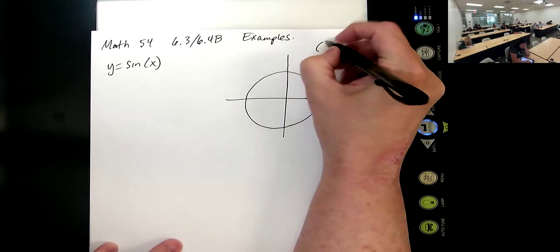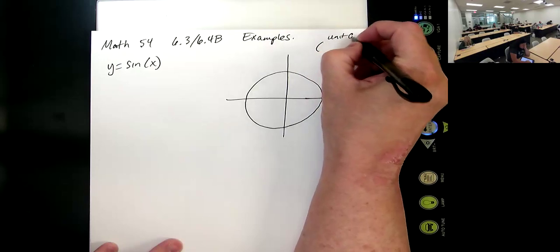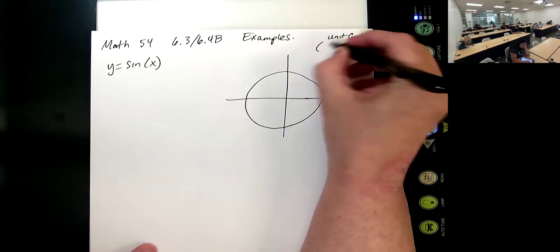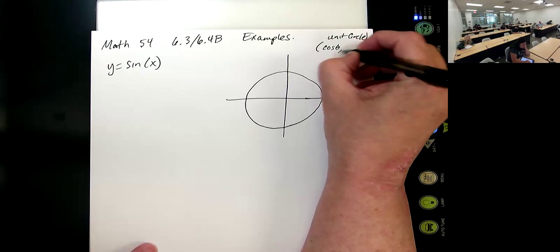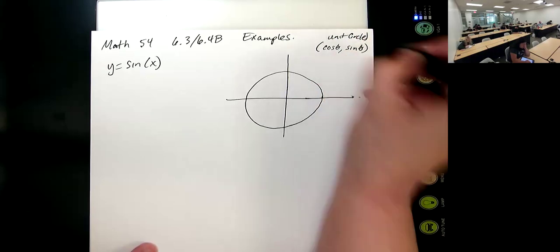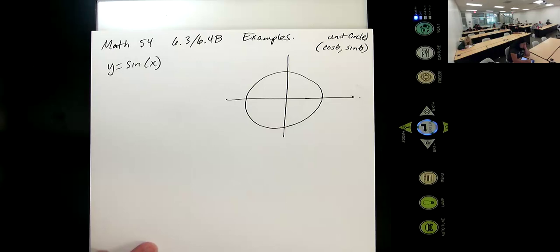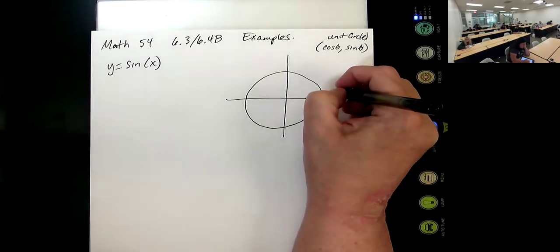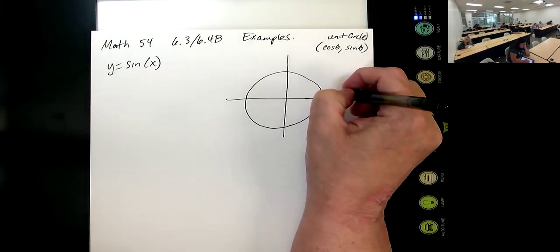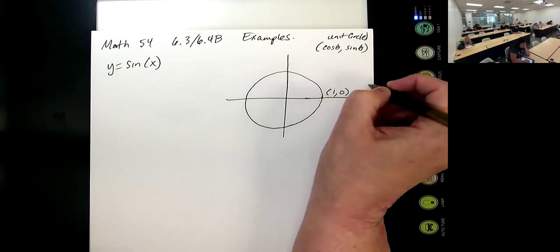Remember, on the unit circle, hopefully you guys have memorized this by now. If not, I'll find out pretty soon. We have a test coming up in a couple weeks. It's a radius of 1, so it's cosine theta and sine theta. Here, the coordinate we can see right away is 1, 0.